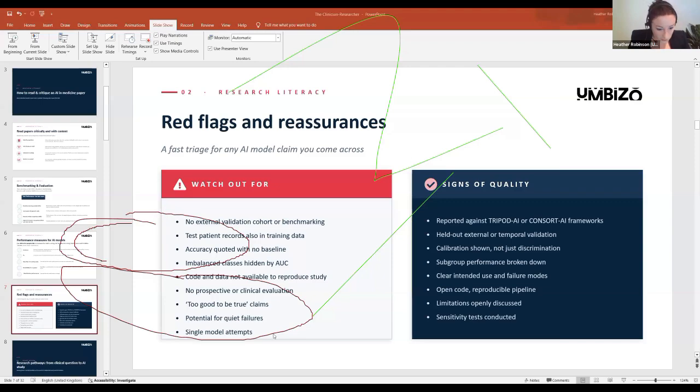Okay, I will carry on. Do you see my screen still? Yes. Okay.